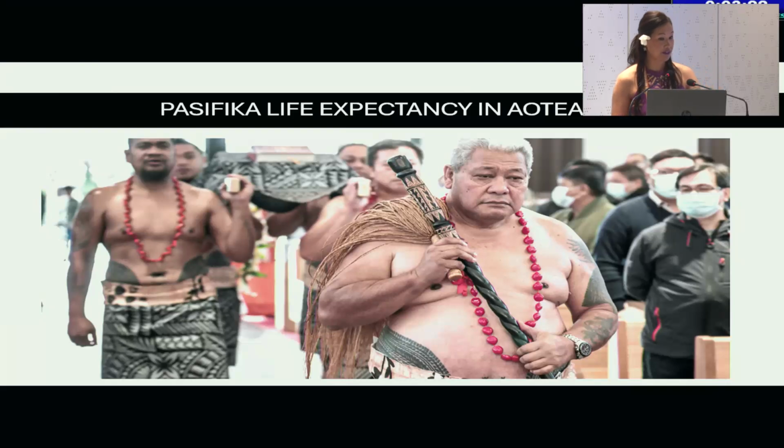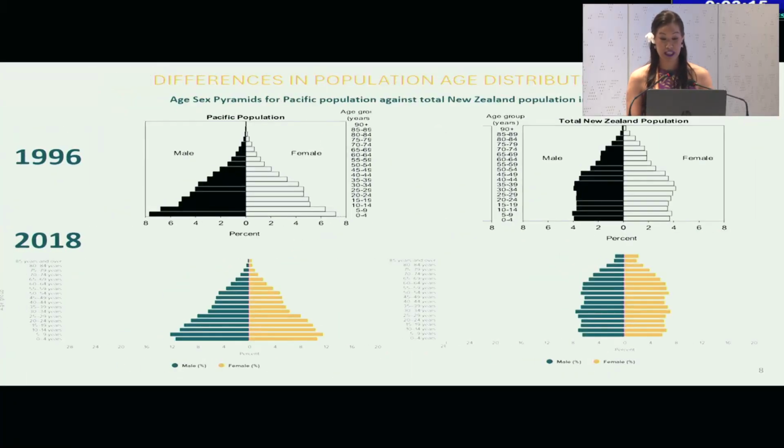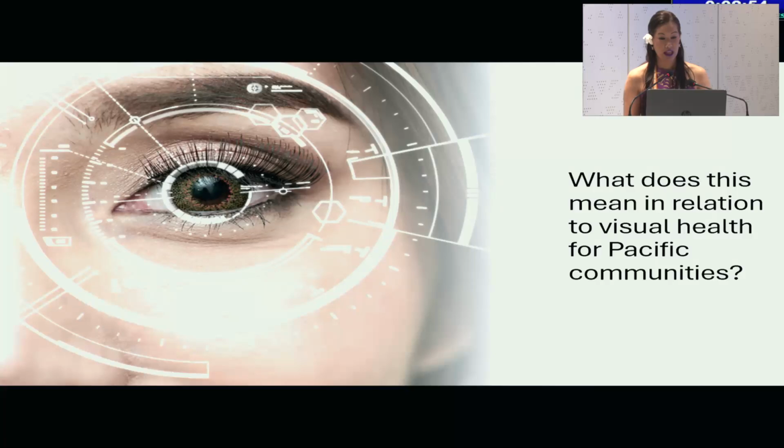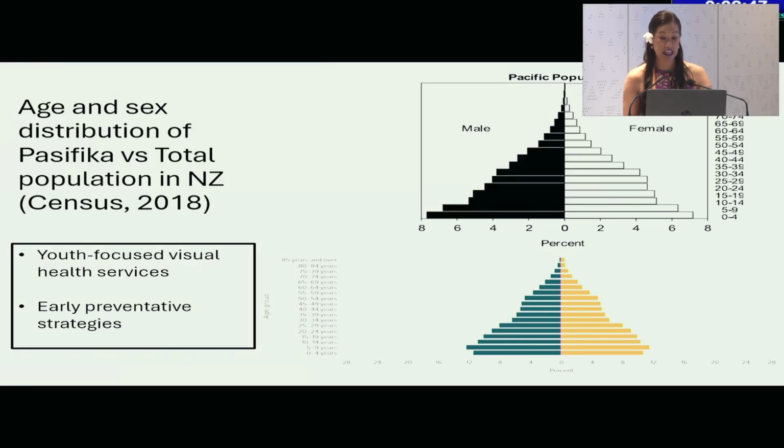So now let's paint a picture of Pasifika life expectancy versus the total population in New Zealand. The Pasifika population pyramids on the left reveal a bell-shaped curve which reinforce the impact of early life risk factors, such as smoking and obesity. The general New Zealand population pyramid shows a more even distribution, reflecting a longer life expectancy with lower burden of early life chronic diseases. So what does this mean in relation to visual health for Pasifika communities? The consistent age structure over time means that long-term planning for youth-focused visual health services is essential. Therefore, there's a greater need for earlier prevention and intervention strategies in eye care for Pasifika communities.